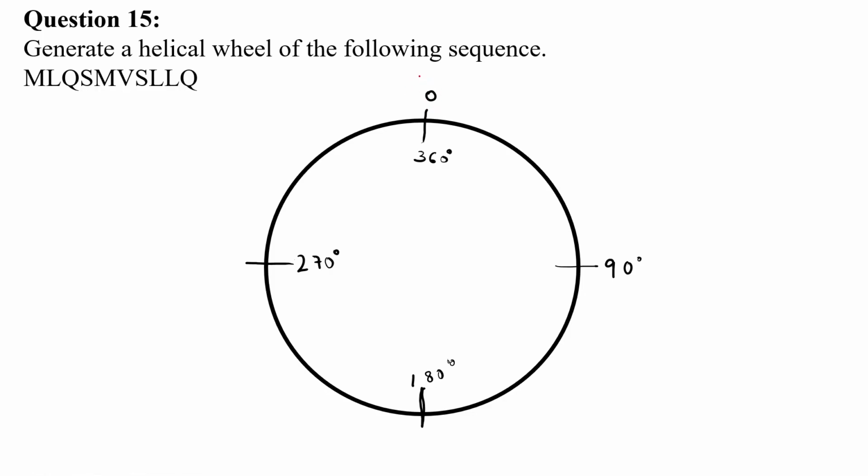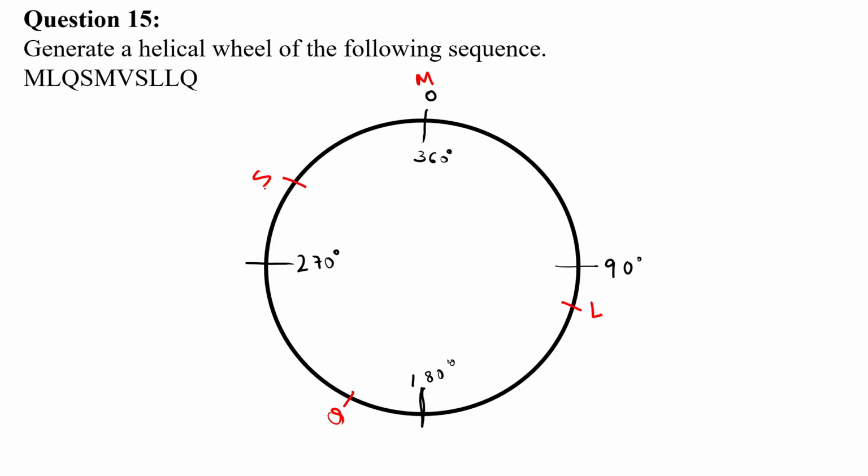I'll start with the first amino acid. So M will be placed here. Then the second amino acid after 100 degrees. So this is 90, so let's say this is 100. So L is here. Then again 200 degrees. So 180, so this will be 200. So Q, like that. Next will be 300 degrees, right? So 270 plus 30. So here somewhere we will have S.